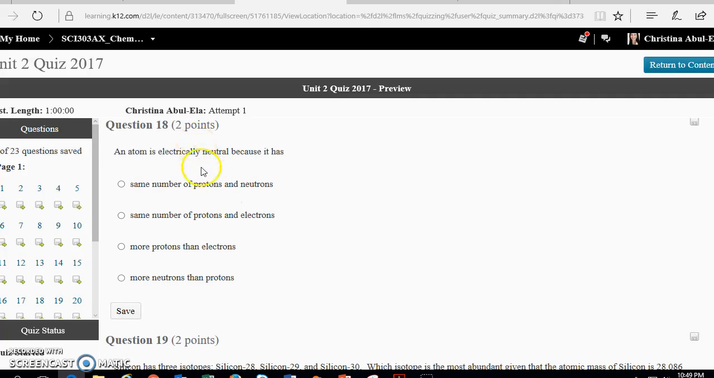Question 18. An atom is electrically neutral because it has same number of protons and neutrons, same number of protons and electrons, more protons than electrons, more neutrons than protons.